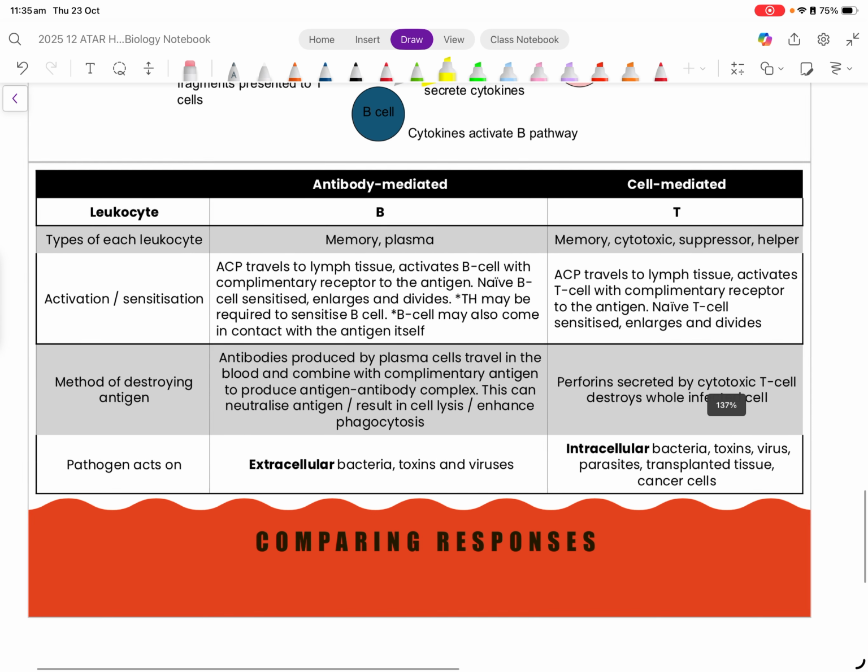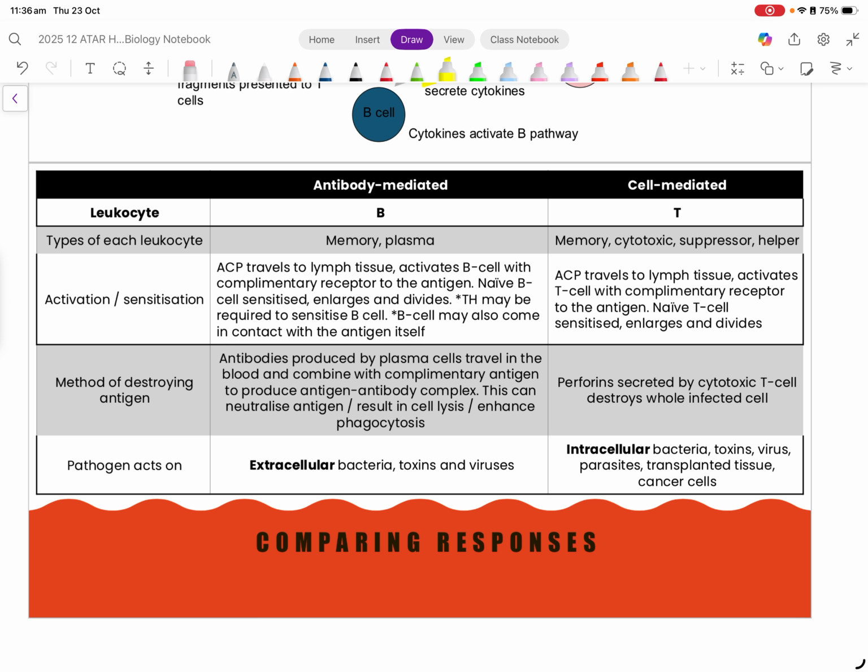So to break it down and to compare these two responses to one another, I'm going to highlight the B cells in yellow and the T cells in green. So to compare these responses, B cells, as a reminder, is our humoral or our antibody-mediated response, and T cells are more to do with the cell-mediated response. So with B cells, we only have two main types. We have plasma B cells and we have memory B cells. With the T cells, we do have memory, cytotoxic, suppressor and helper T cells. In terms of their activation, it is largely the same.